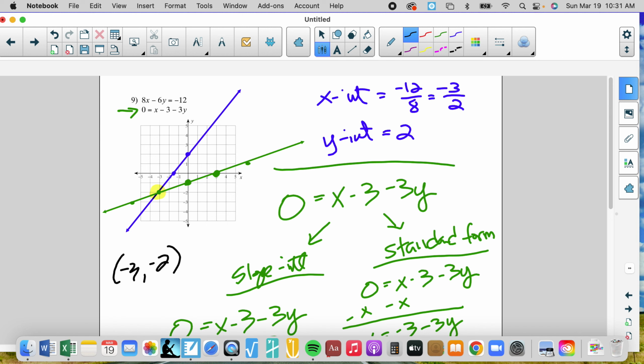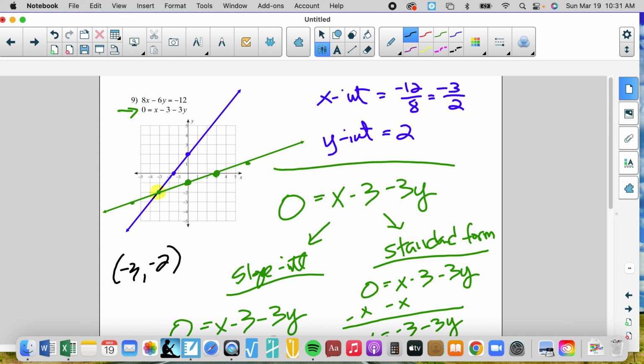Let's go back and make sure. 8 times -3 is -24. -6 times -2 is +12. -36 plus 12 gives me, no, 24. Sorry, did I say 36? 8 times -3 is -24. Plus 12 is -12. That works.